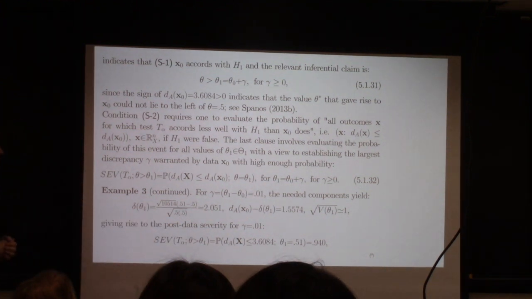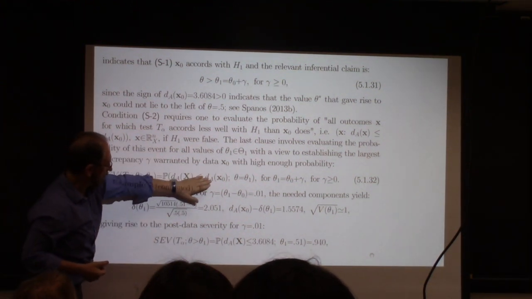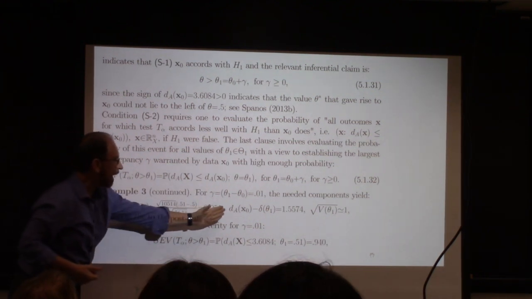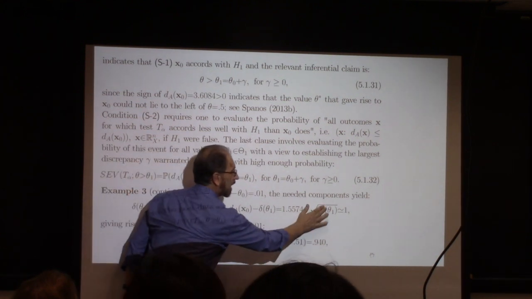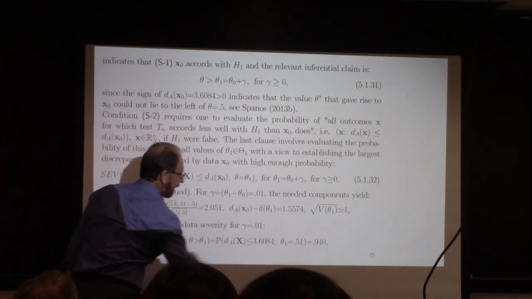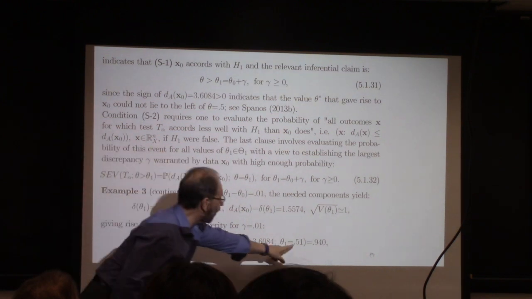Doing these probabilities, how do I do it? Well, there is an observed value of the test statistic, and there is a non-centrality parameter, which basically combine. I take this value and subtract for different discrepancies. I have to be careful with that, but this is very close to one, so I can ignore it. And this is what happens when my discrepancy is 0.01.